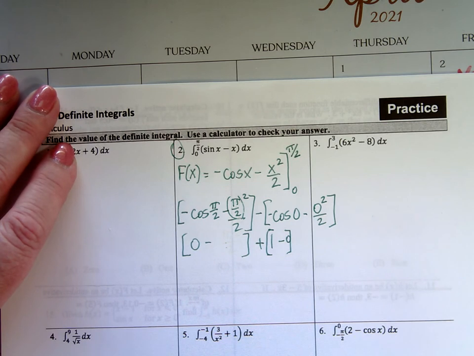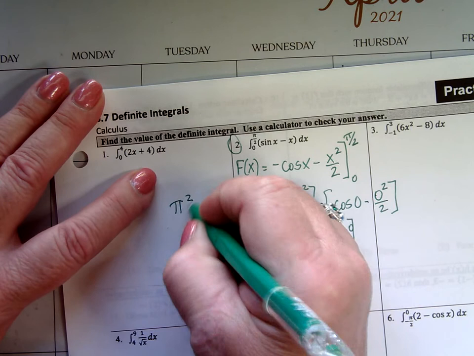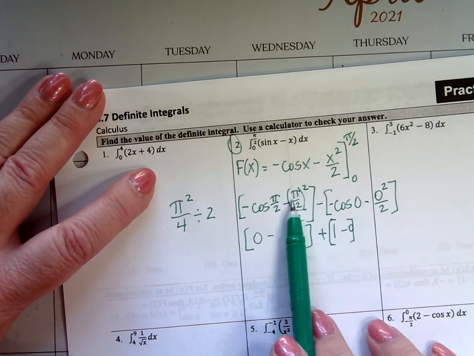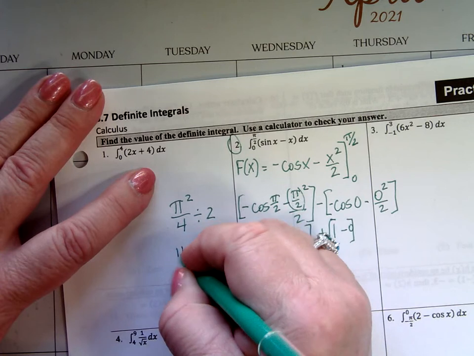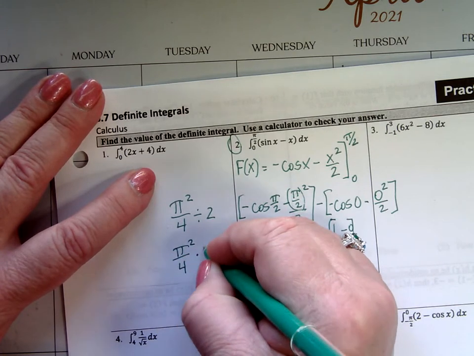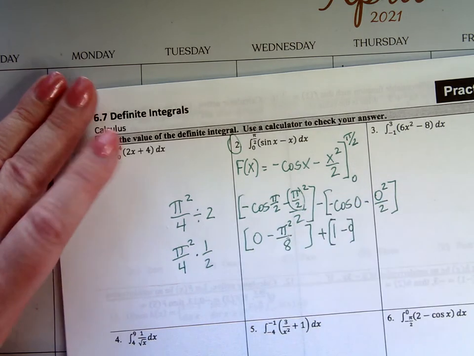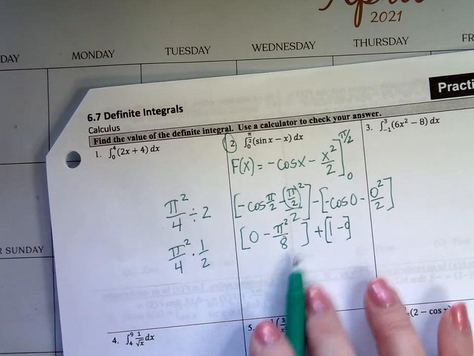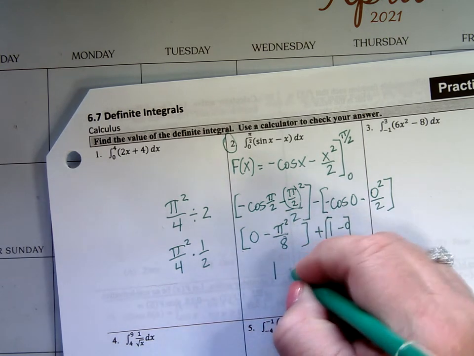All right, so what that really is, I'm going to go over to the box over here, because it's really pi squared over 4, divided by 2. Right? 2 squared is 4, so pi squared over 4 divided by 2. So that's going to be pi squared over 4 times 1/2, which gives me pi squared over 8. That's a bit different. So when I put this together, my answer 0 minus pi squared over 8 plus 1 is the same thing as 1 minus pi squared over 8.